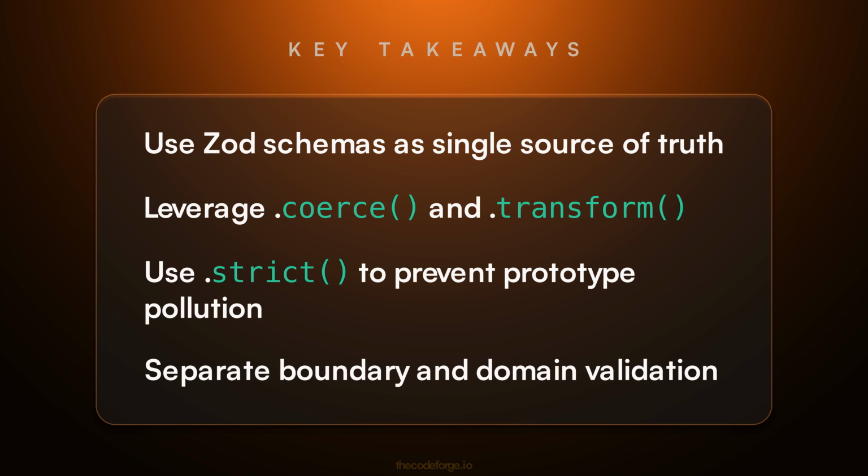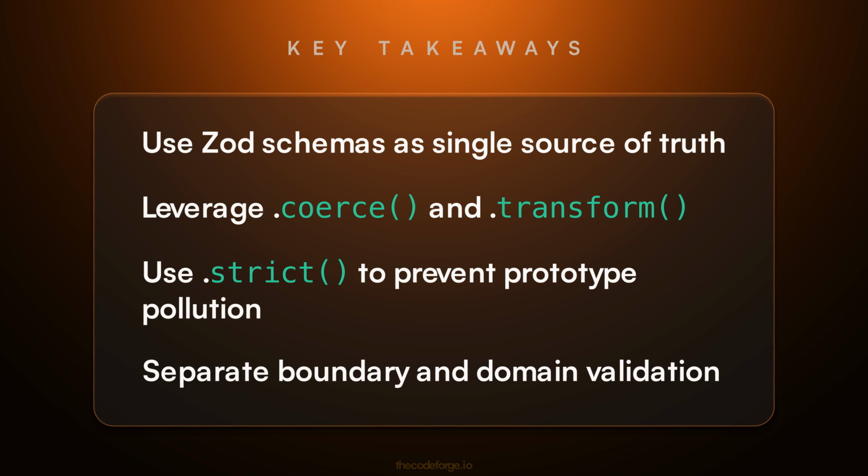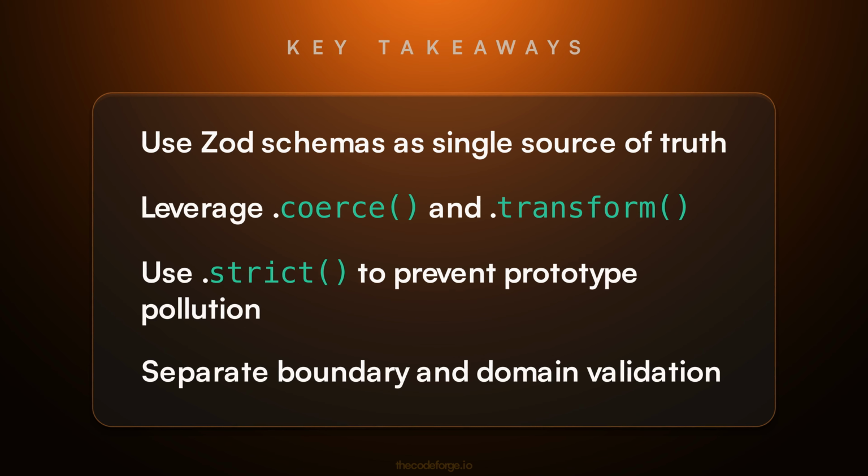Let's recap the key takeaways. Use Zod schemas as a single source of truth. Leverage coerce and transform. Use strict to prevent prototype pollution. Separate boundary and domain validation.